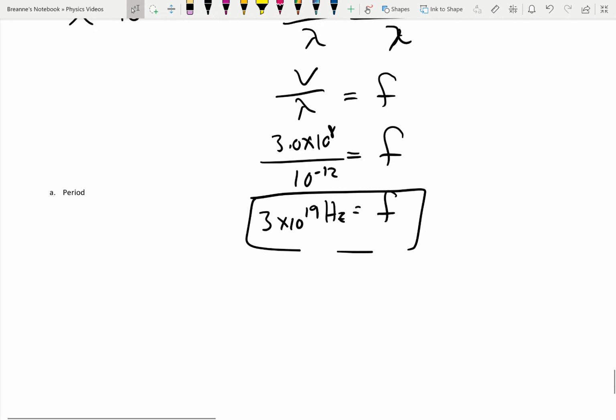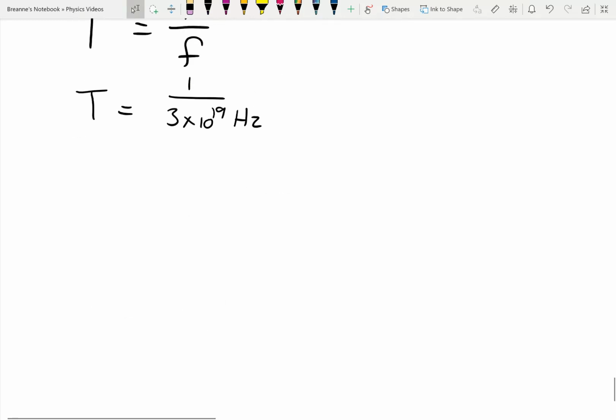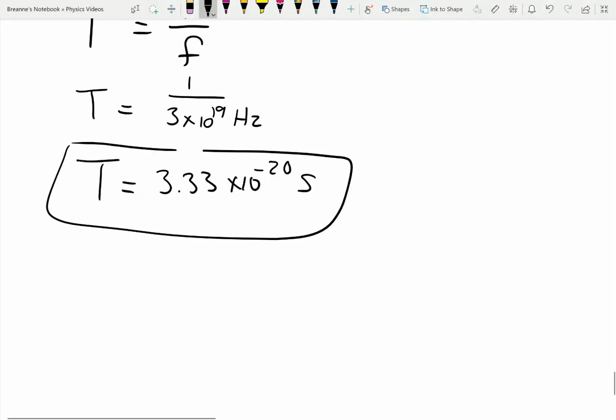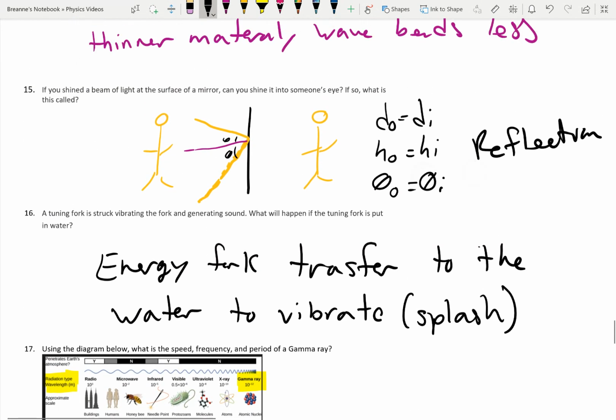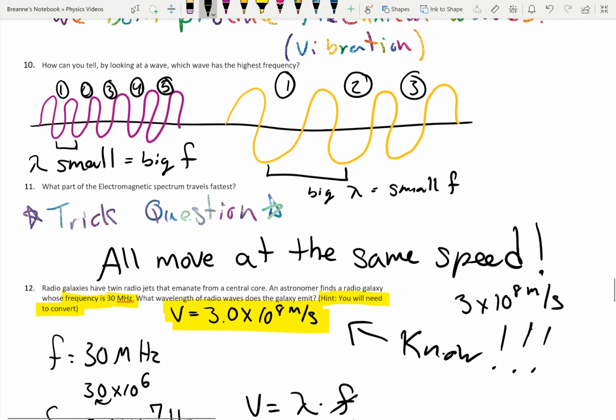Now, period. Period is just 1 over frequency. So our period would just be 1 over 3 times 10 to the 19th hertz. Wow. Again, you can just do 1 divided by your answer, and you get 3.33 times 10 to the negative 20 seconds. Ta-da! And we're done.